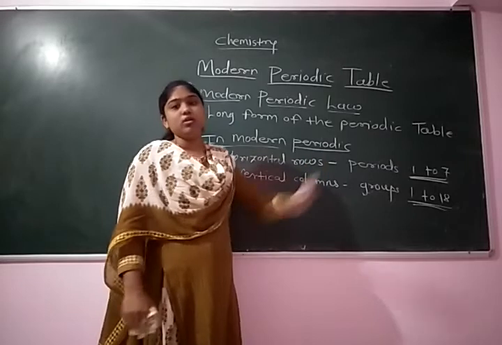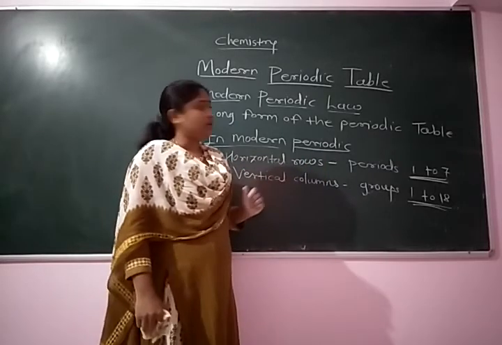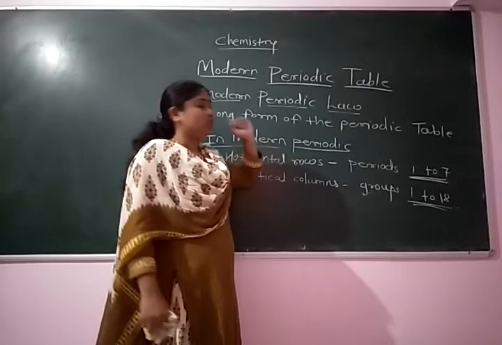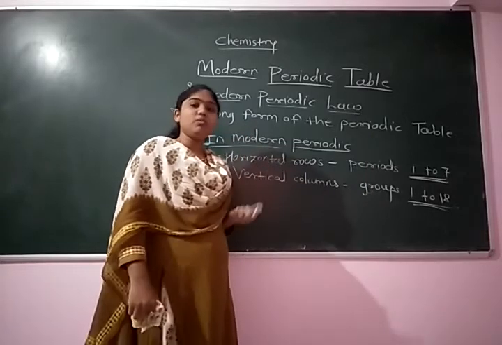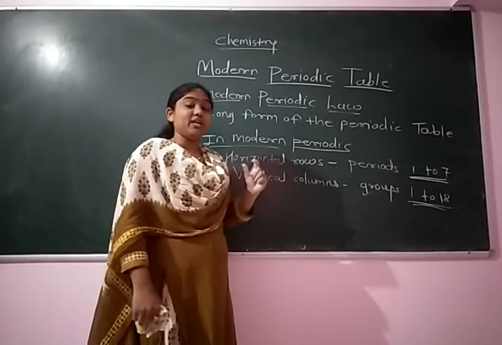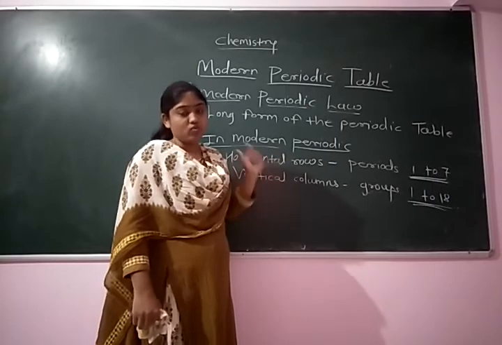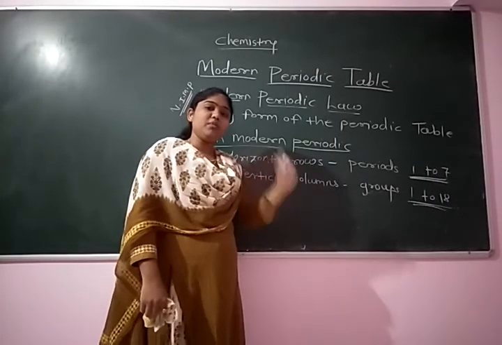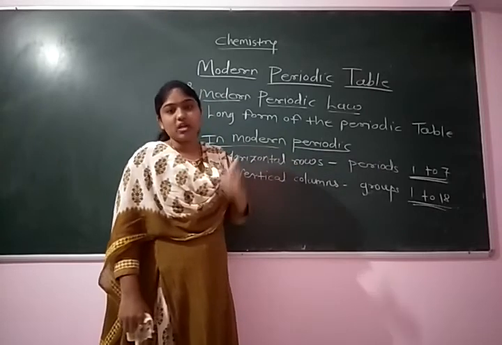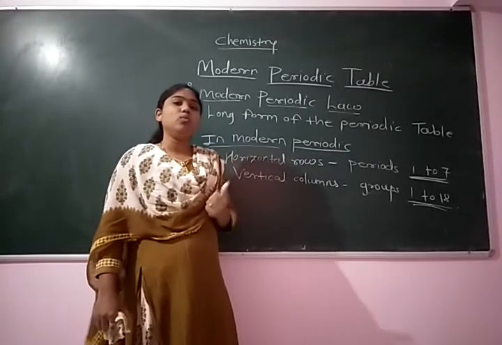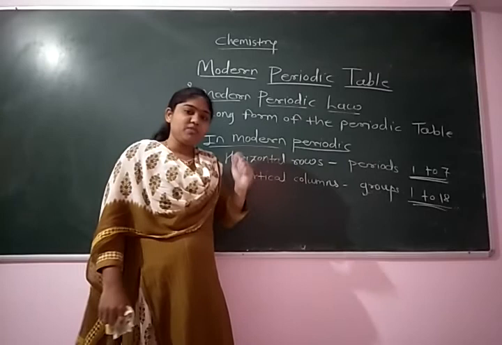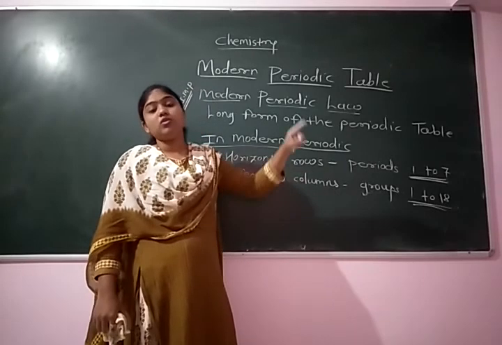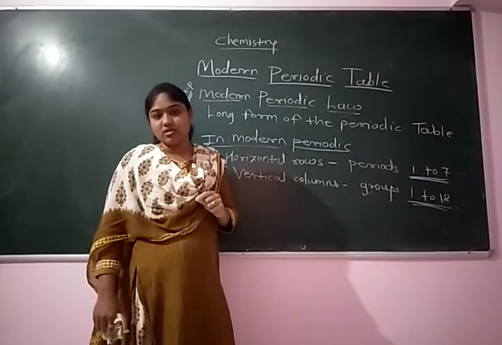Okay, in the modern periodic table. Right, so once again I will repeat this. We saw Mendeleev's periodic table, and we looked at Mendeleev's periodic law. So what was Mendeleev's periodic law? The physical and chemical properties of elements are a periodic function of their atomic masses. It means that Mendeleev arranged the elements in the increasing order of their atomic masses.